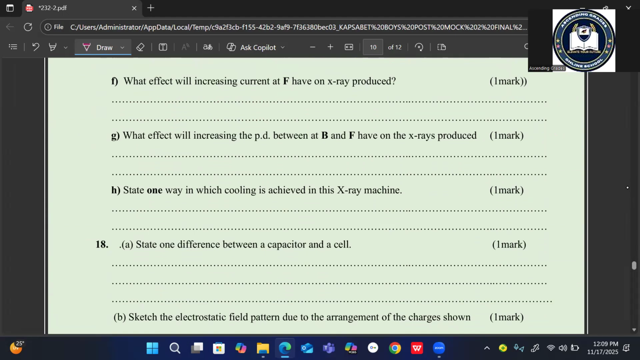First thing, we know that increasing the filament current means that a lot of heat will be produced. This in turn increases the number of electrons being dislodged, and this increases the intensity of the X-rays. We can say that the intensity of X-rays will be increased.